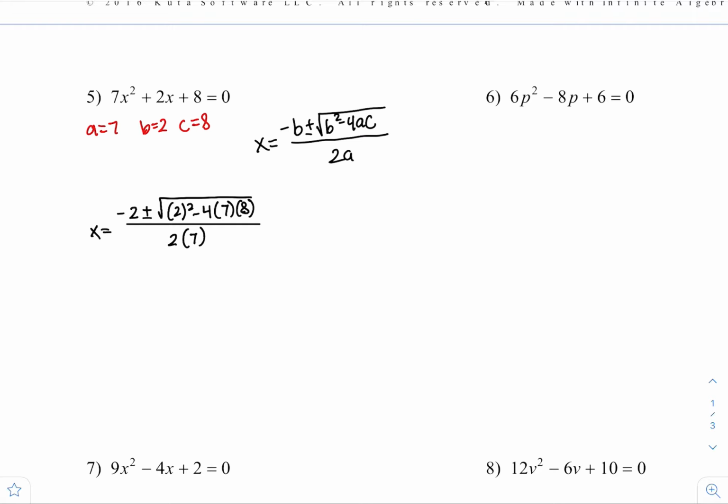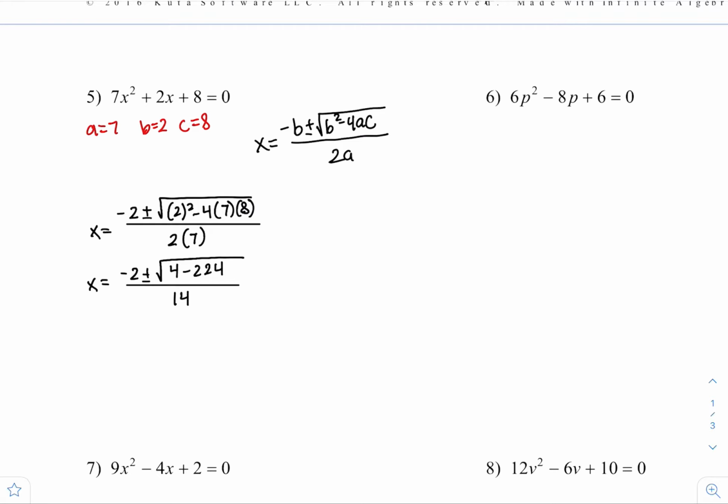Now we simplify. So negative 2 plus or minus the square root of 4. 2 squared is 4. Negative 4 times 7 times 8. I actually need a calculator for this. Times 4. Negative 224, all over 14.